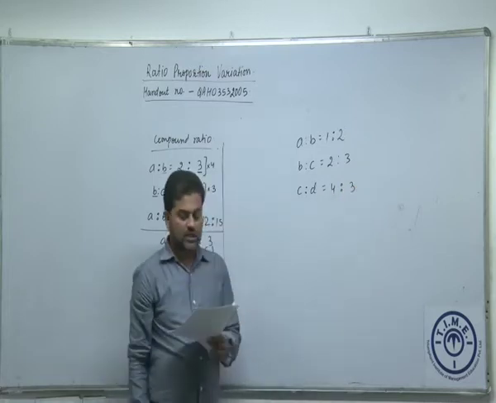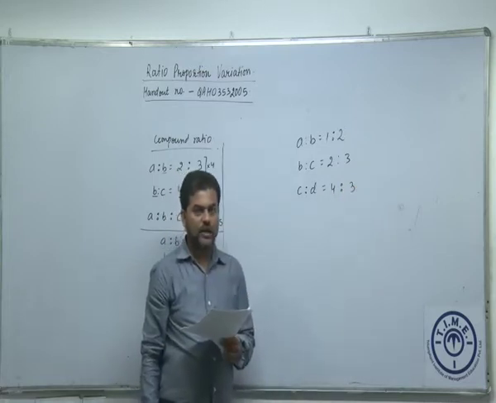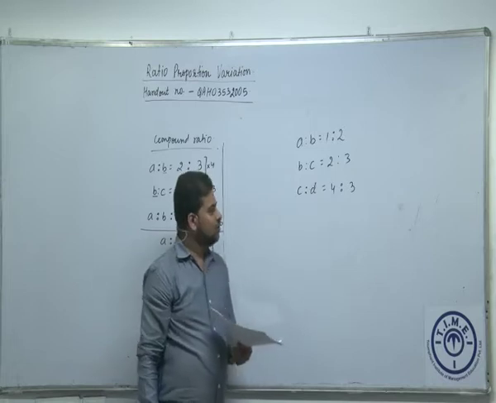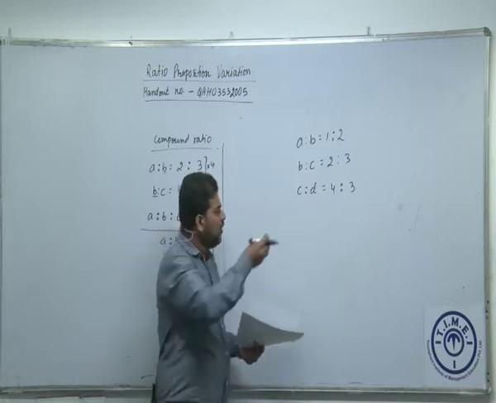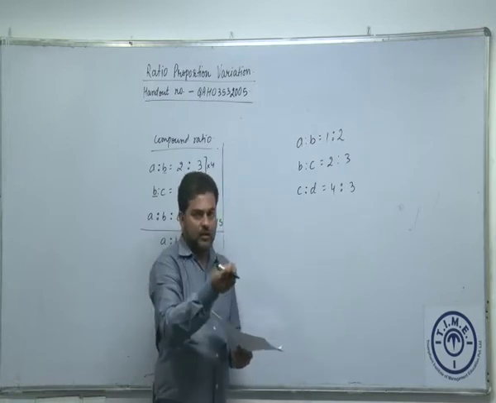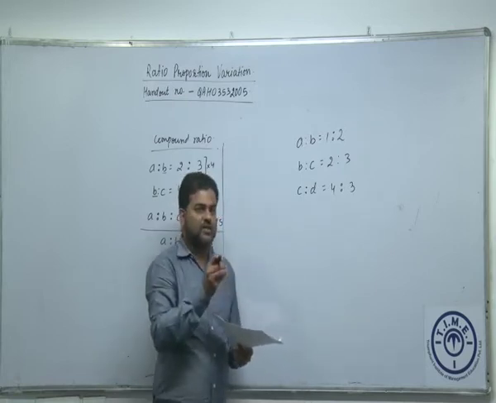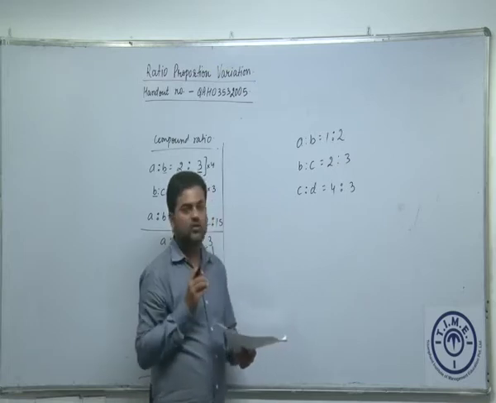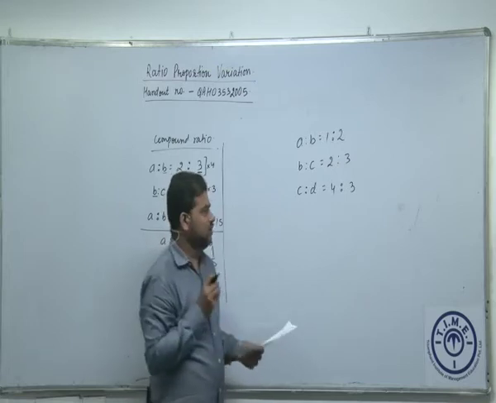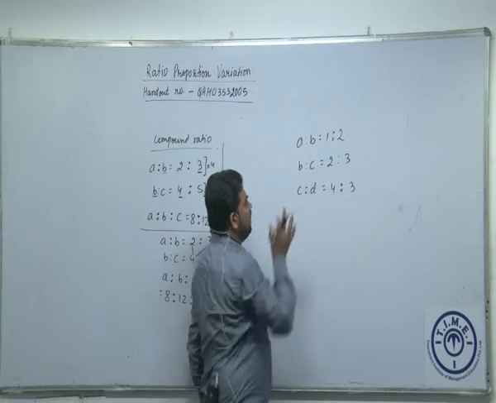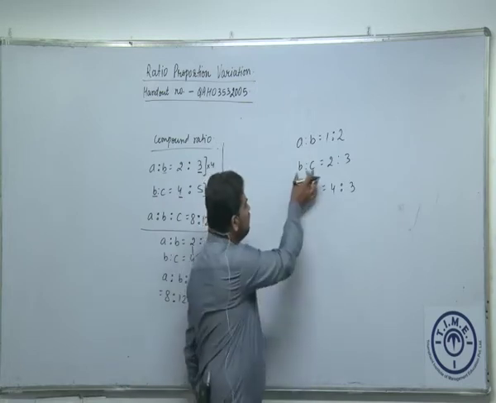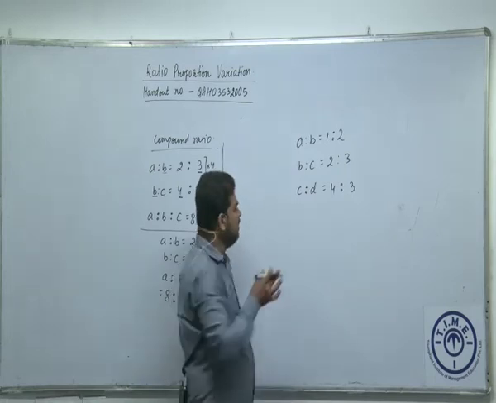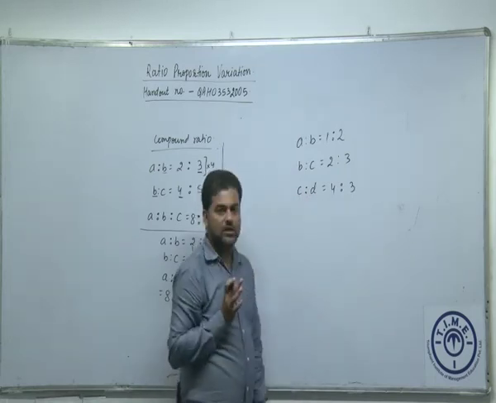What is the question asking for? The question is asking for A is to D only. So the question is not asking for A is to B is to C is to D. We can find A is to B is to C is to D, but the question is only asking for A is to D, which we can solve very easily here. Look at this. A is to B, can we say that it is A divided by B? B is to C, can we say that it is B divided by C? And C is to D is nothing but C by D.